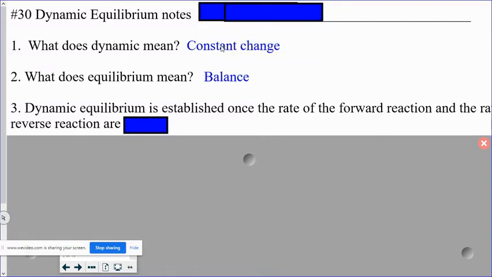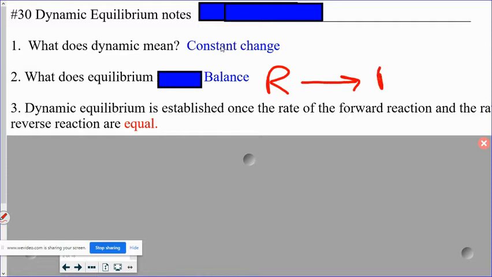And what does equilibrium mean? You can think of it as balance, kind of like equilibrium on a seesaw. That'd be where both people are at the same height. So dynamic equilibrium is established once the rate of the forward reaction and the rate of the reverse reaction are equal to each other. So what are we talking about? We're talking about reactants over on the left-hand side, making some products, and those products breaking apart, going back into reactants at the same rate. That's what we would mean by dynamic equilibrium.